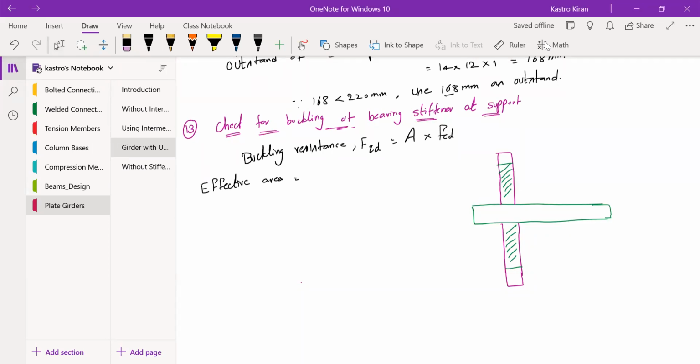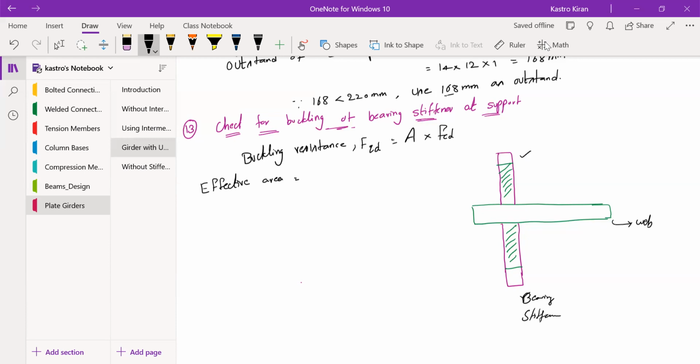Where A is the effective area of the bearing stiffener and FCD is the design compressive force, which you will be obtaining from the IS 800 2007 code book. Up to here we have discussed in the last class. In continuation to that, how to find out the area of a bearing stiffener. This diagram, I guess you must have drawn in the previous class itself. This is the web portion, which is the horizontal one, and the vertical two are the bearing stiffeners. These two are the bearing stiffeners.